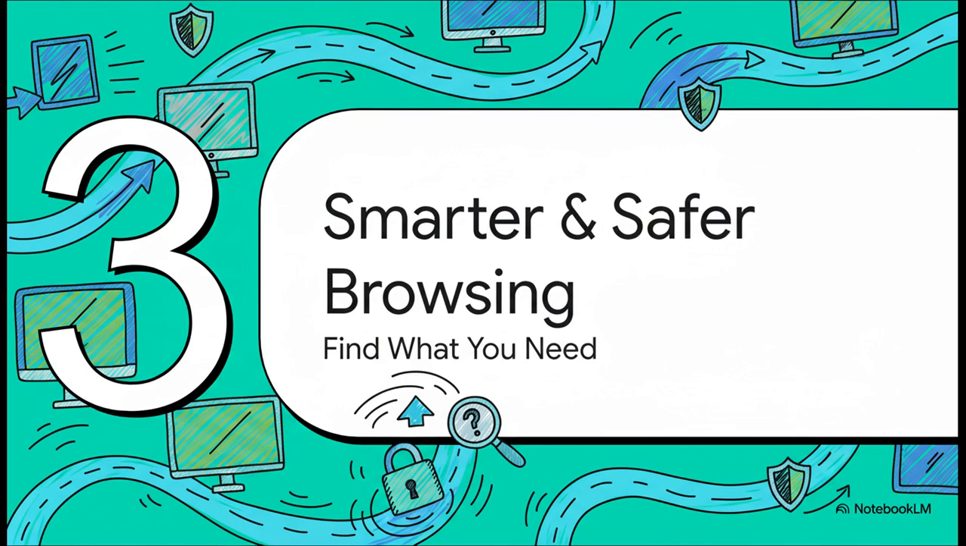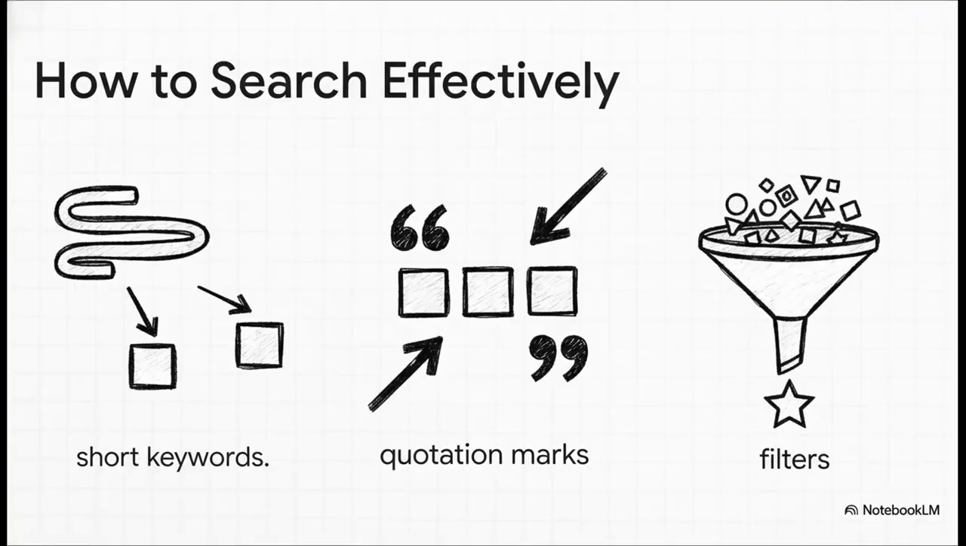Okay, so now that we've got our tools, let's learn how to use them like a pro. This is where we figure out how to navigate those internet highways quickly and, most importantly, safely. The key to searching better is way simpler than you think. Instead of typing out a whole long question, just use short, clear keywords. And here's a pro tip. If you need an exact phrase, wrap it in quotation marks. Oh, and don't ignore those filters for images or news. They are your secret weapon for finding exactly what you need fast.